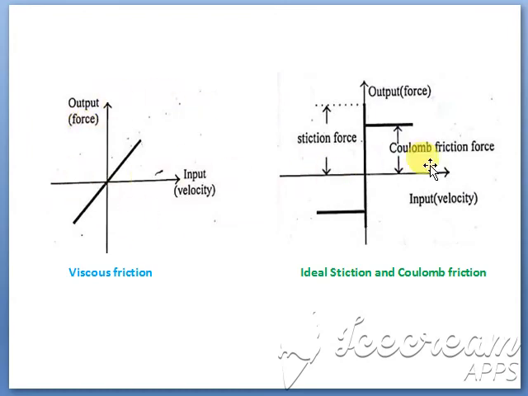Stiction and Coulomb friction are examples of nonlinearities, and mainly the nonlinearities are dead zone, saturation, friction and relay. Relay is an example of incidental nonlinearity, and all others are examples of inherent nonlinearities. That's all about types of nonlinearities.